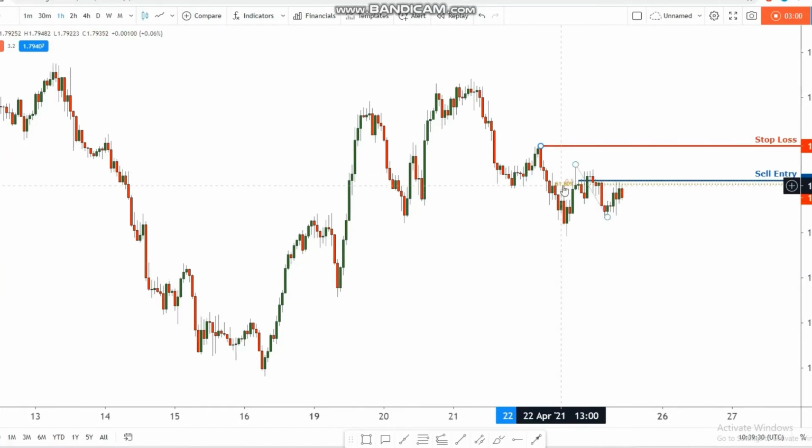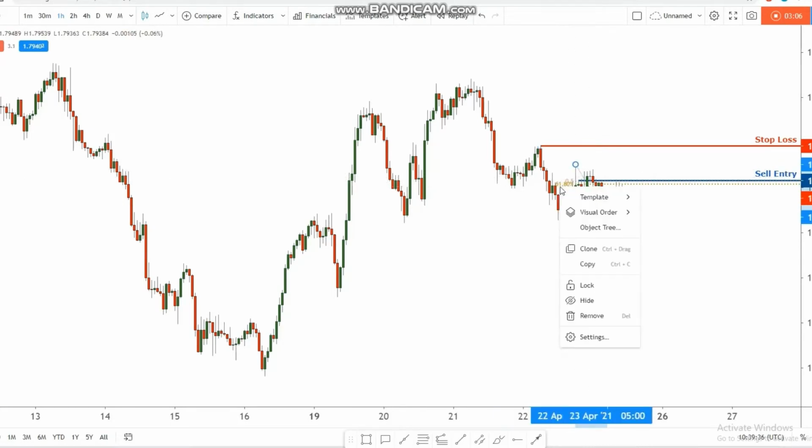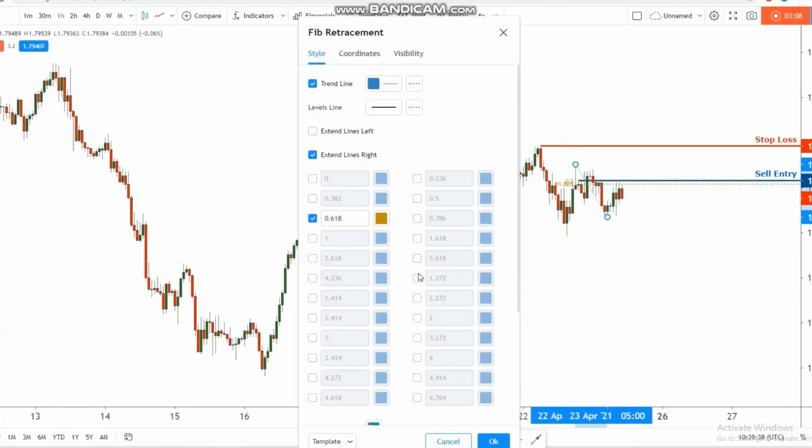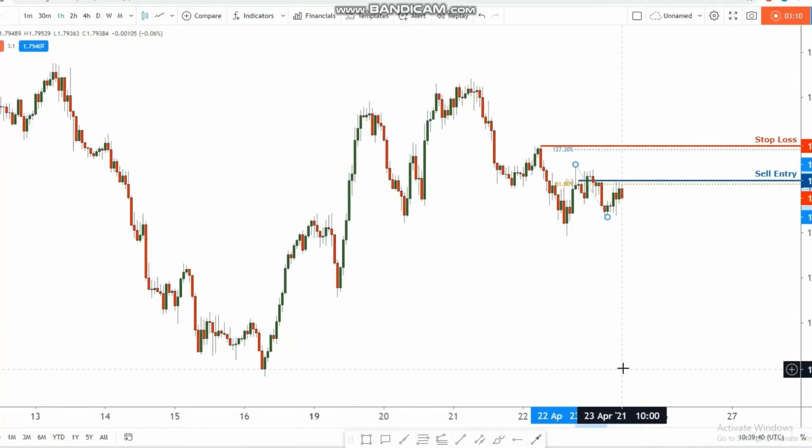For my stop loss, I will use Fibonacci retracements and extension to strengthen it as well. For this retracement, I can take the exact same retracement from high to low, just that I will take the 127.2% level. So you can see that the 127.2% retracement is directly below our stop loss.